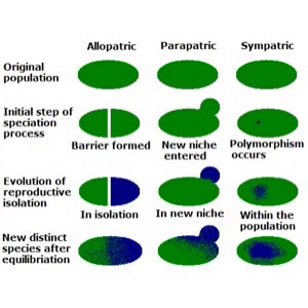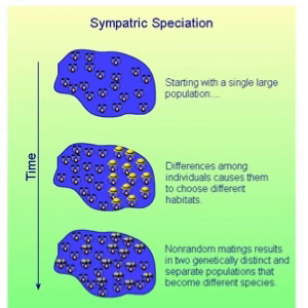There are many types of speciation. The most common type of speciation is sympatric speciation. Sympatric speciation is when two species evolve from a single species. This is a picture of sympatric speciation.